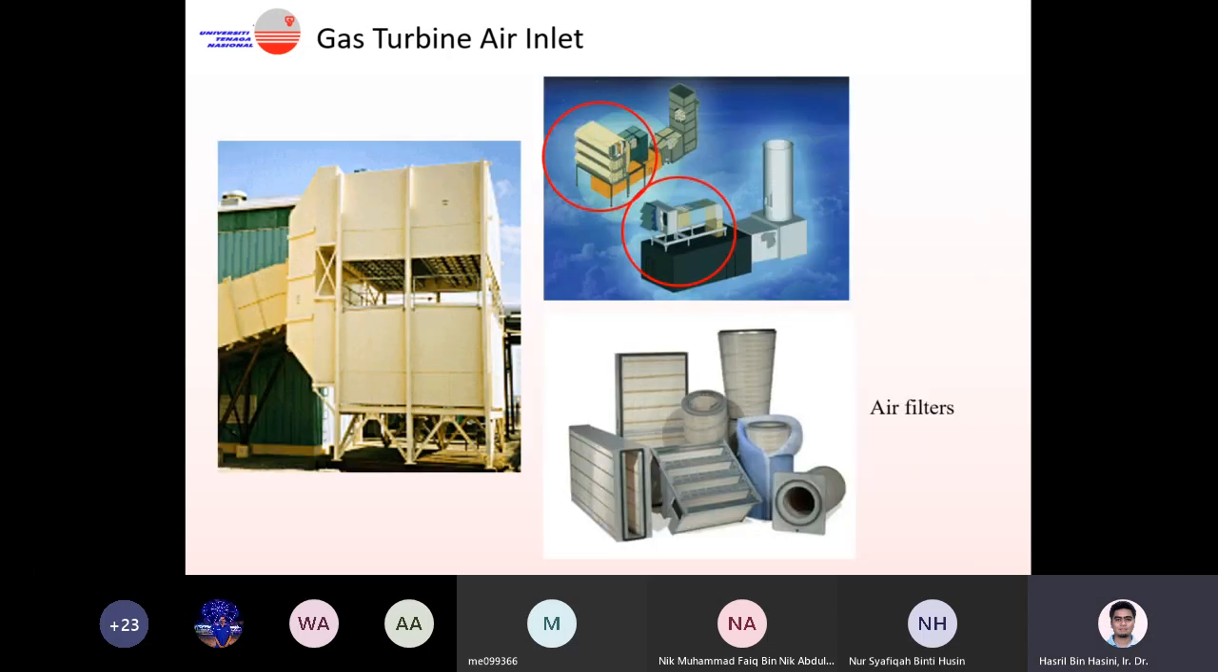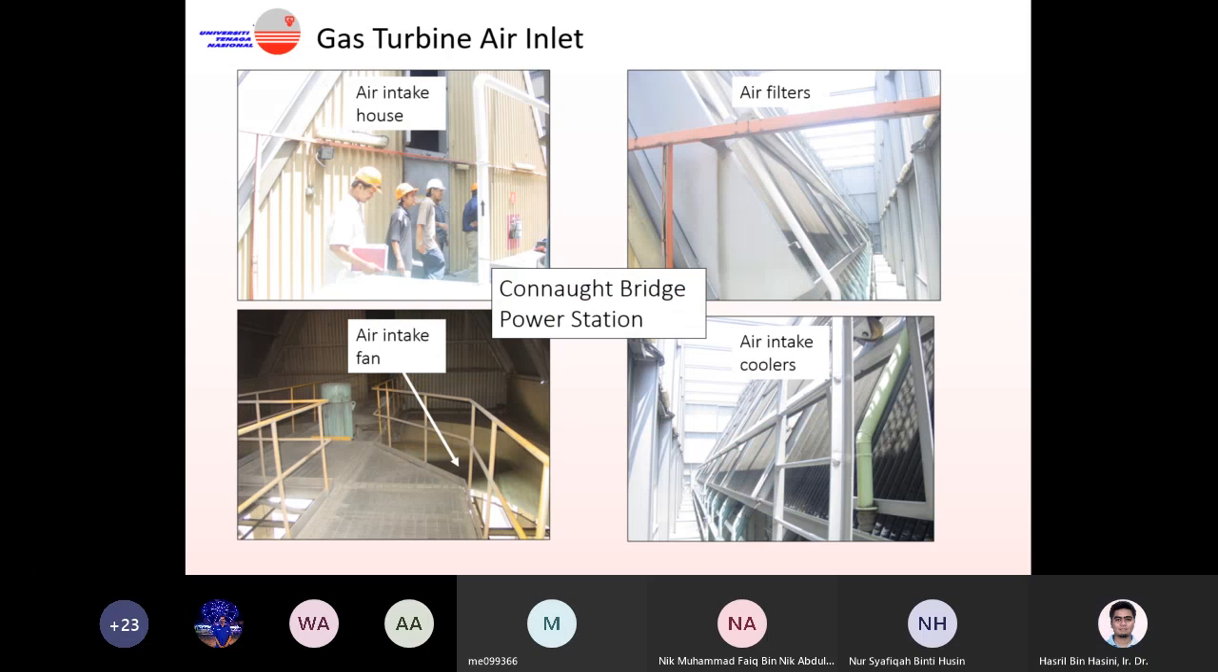Okay, this is another illustration of the air filter that we use in the gas turbine power plant. This is one of the examples. You can have different configurations or different gas turbine designs. They have different types of air filtration system, but the main function is the same.